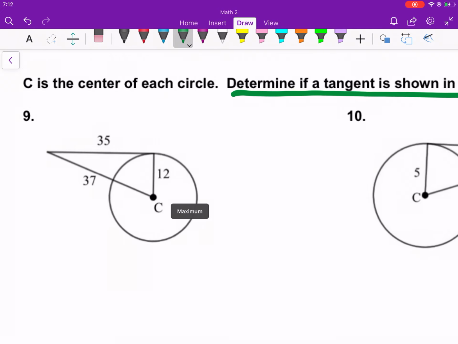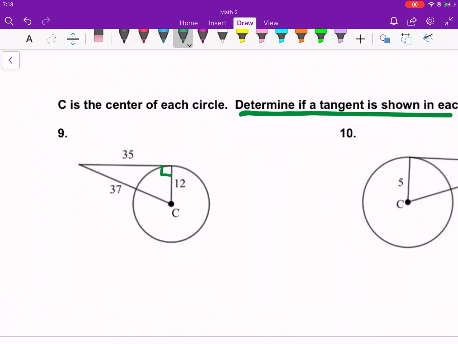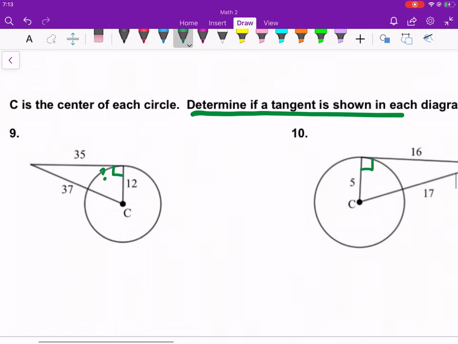So what we're trying to determine is if this, so I'm going to put a question mark here because we don't know if that's 90 degrees, and if this angle right here is 90. If they are, then it's tangent. If they aren't, it's not. Well, if you notice, we've got some nice little triangles right here. And if it's a 90-degree angle, it should be a right triangle, meaning it should follow the Pythagorean theorem of a squared plus b squared equals c squared.